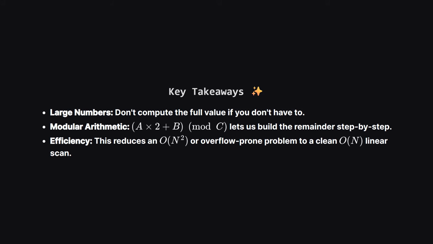So let's wrap it up. The key takeaway here is how to handle potentially massive numbers. Instead of computing the full value, which would be impossible, we used the properties of modular arithmetic to keep our state small. We realized that appending a bit is just multiplying by 2 and adding, and we applied the modulo at every single step. This turned a hard problem into a very simple linear scan.